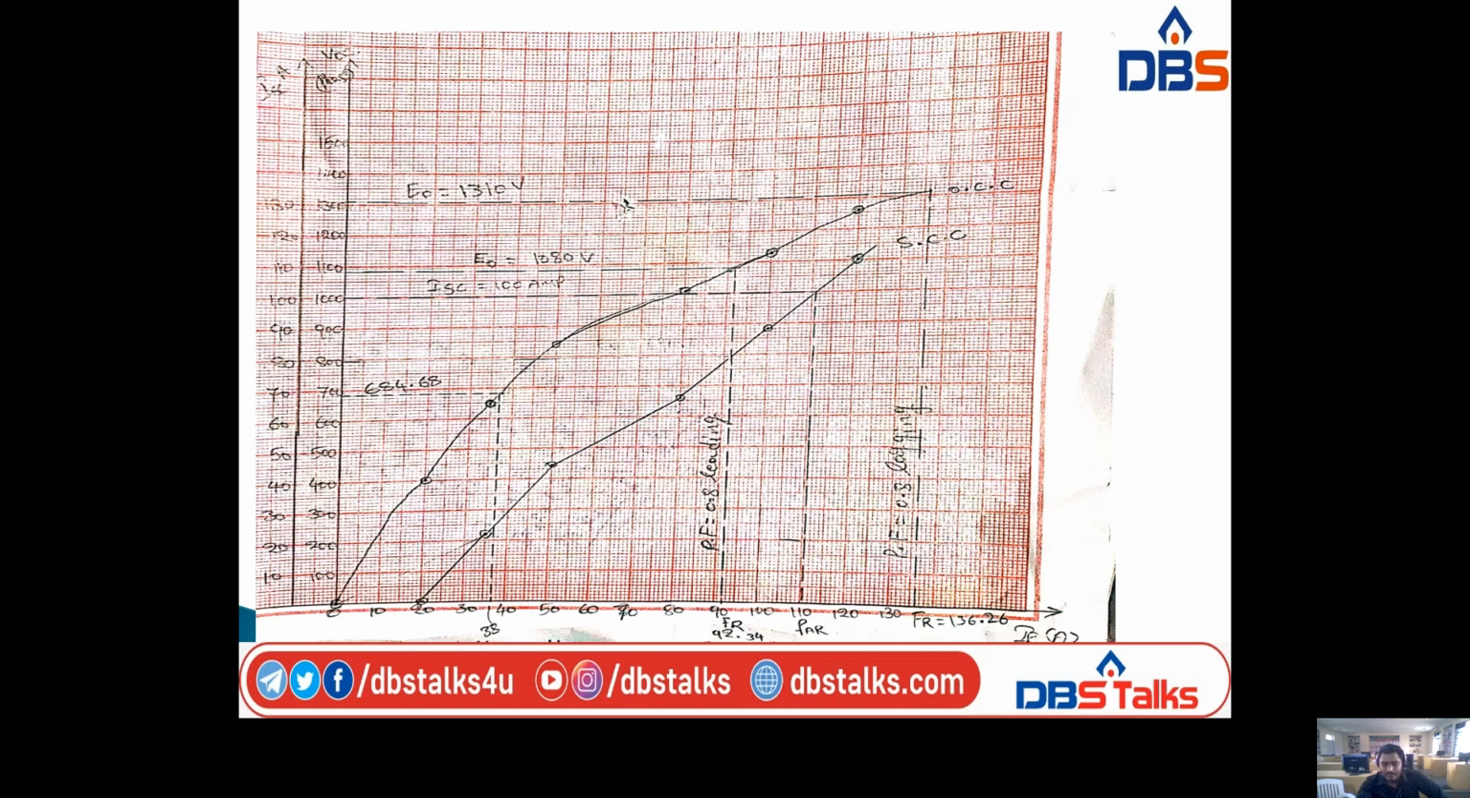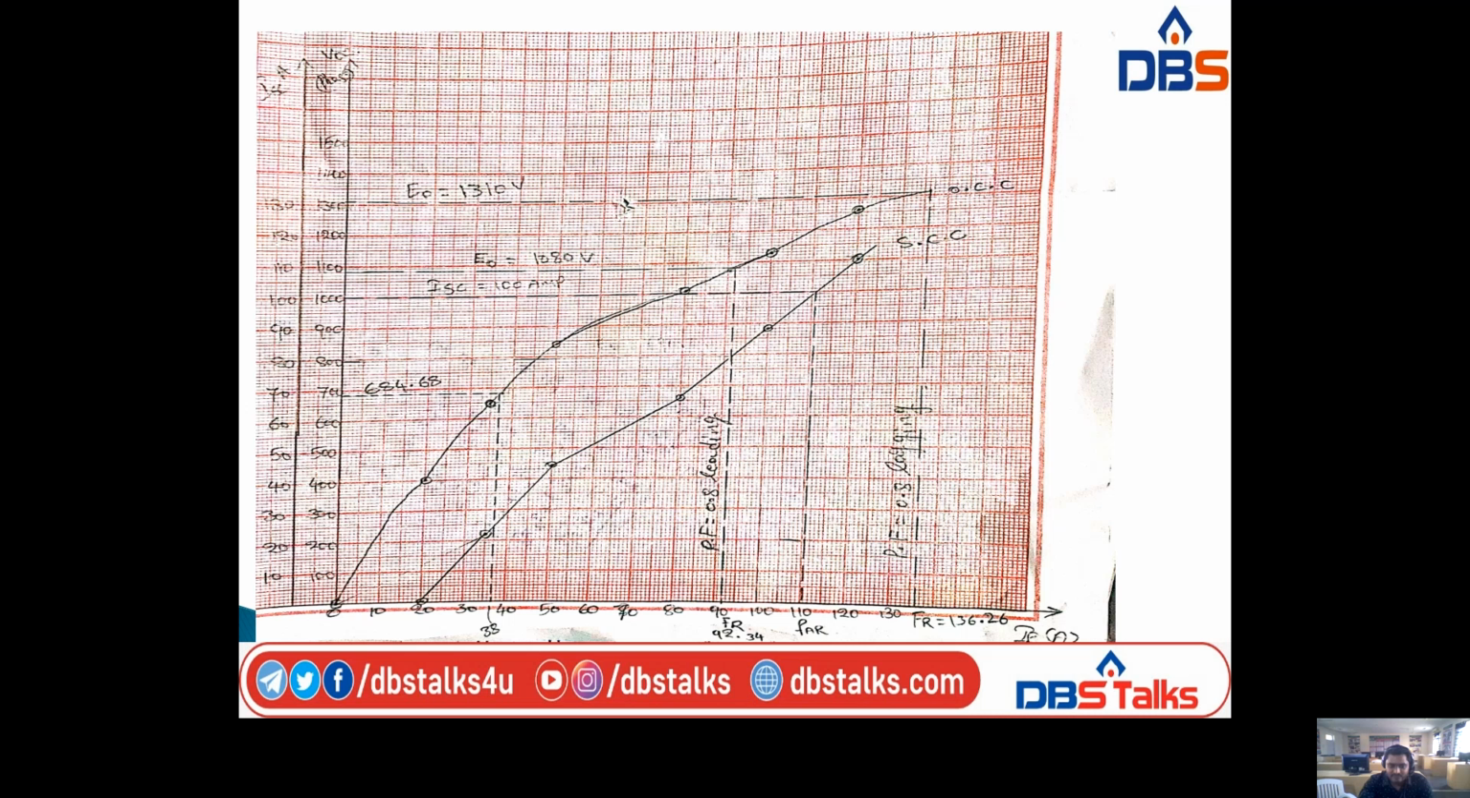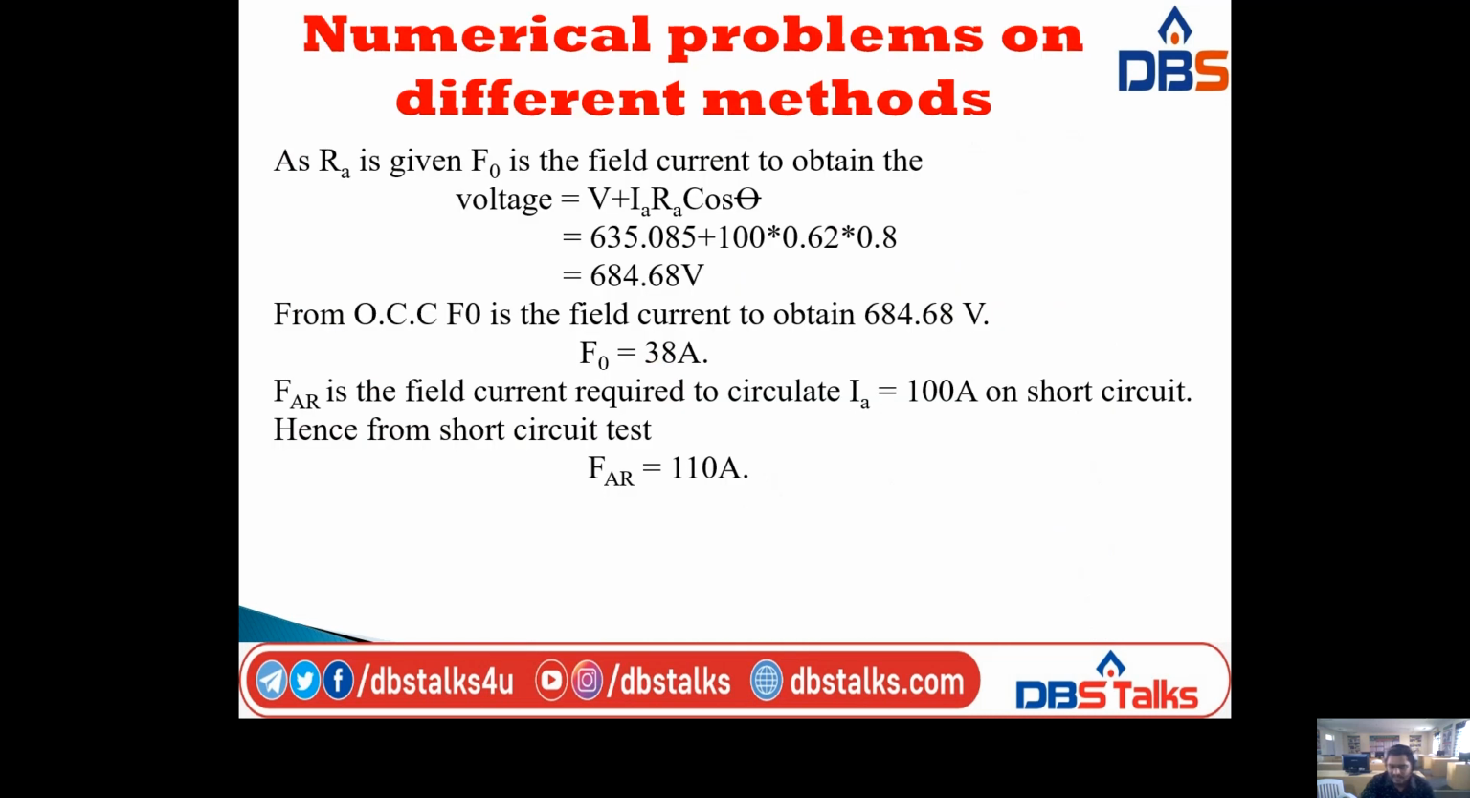The mark touches the field current at 38 amperes. The 684.68 volts touches the field current at 38 amperes, so we treat 38 amperes as the F naught value from the graph. So from the open circuit characteristic curve, F naught is the field current to obtain 684.68 volts. Please note down F naught is equal to 38 amperes.